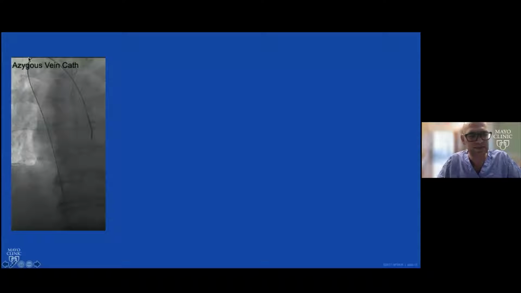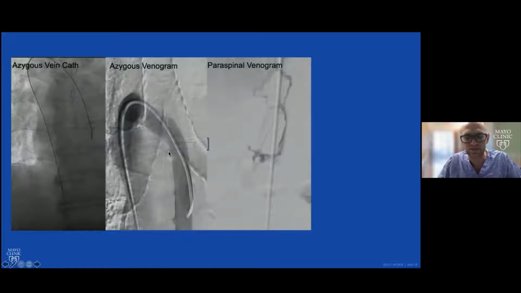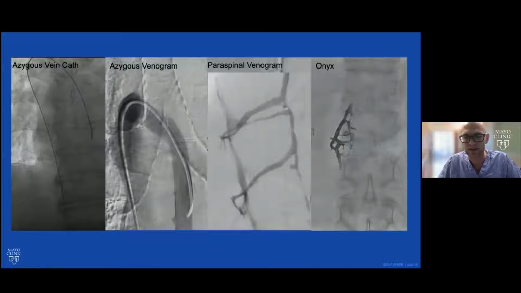But basically the steps are catheterizing the azygous vein. So this is the inferior vena cava. This is the superior vena cava, and this here is the azygous vein. Then we do the azygous vein venogram, where you can clearly see all the little intercostal vein or paraspinal vein origins. And then do a paraspinal vein venogram. That's what it looks like on the AP. There's the lateral, and then onyx it. And then I'll go over the anatomy in a moment.